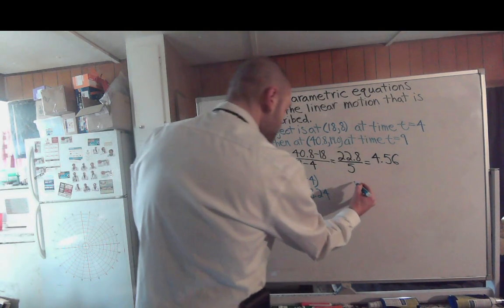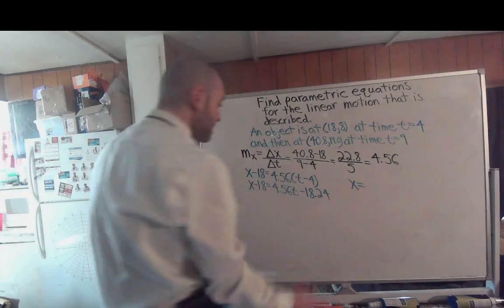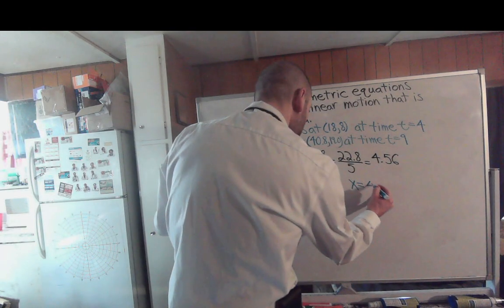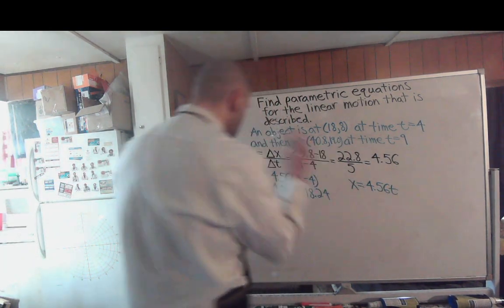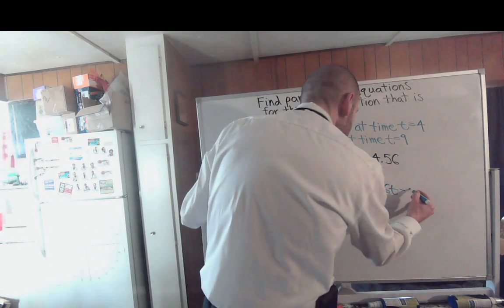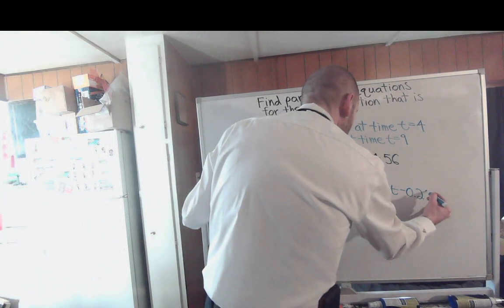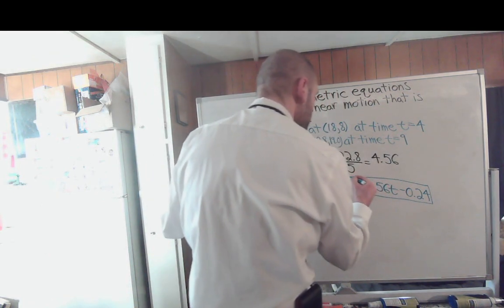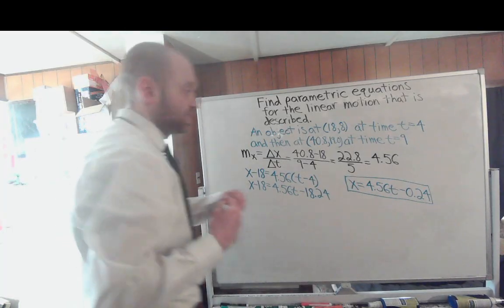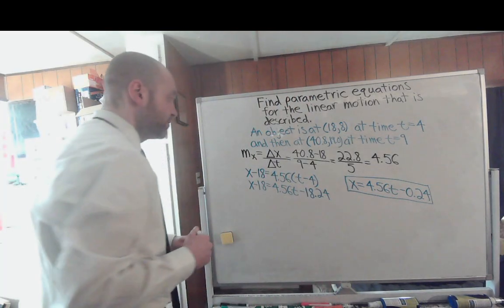So that means my parametric equation for x would literally equal 4.56t minus 0.24. So there's my parametric equation for x. X would equal 4.56t minus 0.24.